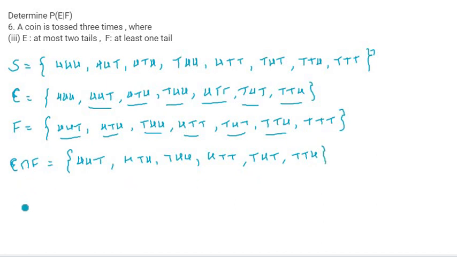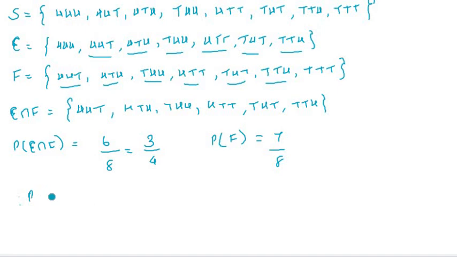Now, P of E intersection F: the number of elements is 1, 2, 3, 4, 5, 6. So 6 elements out of a total of 8, that is 3 by 4. Now we also need P of F, because for P of E given F we divide P of E intersection F by P of F. P of F is 7 by 8.